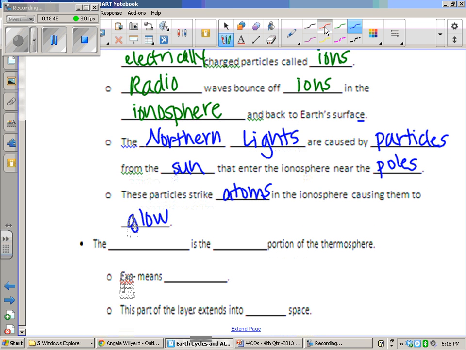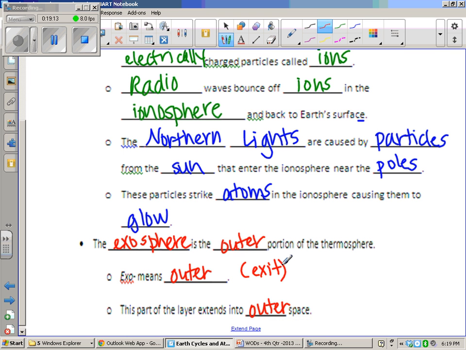And the last part of the thermosphere is called the exosphere. And the exosphere is the outer portion of the thermosphere. It's really easy to remember because exo means outer. And this part of that layer extends into outer space. You can also think of exo as exit because this is the very last part of the Earth's atmosphere. And outside of this layer means you're out into space and outside of the atmosphere for the planet Earth.